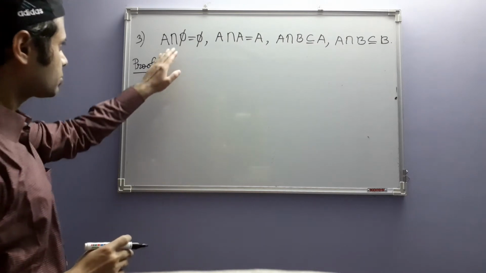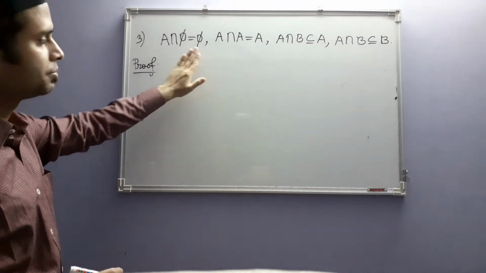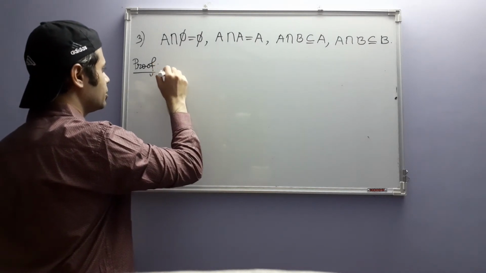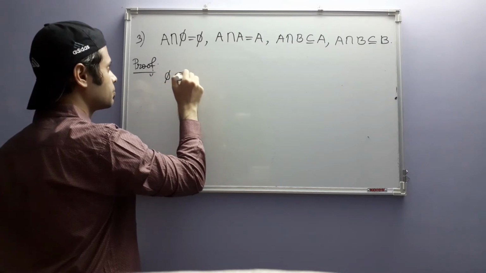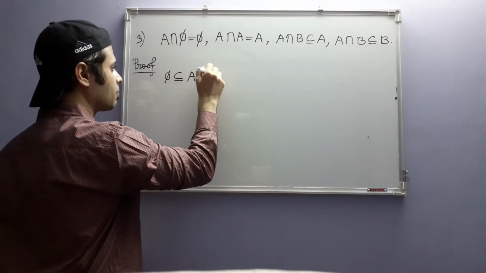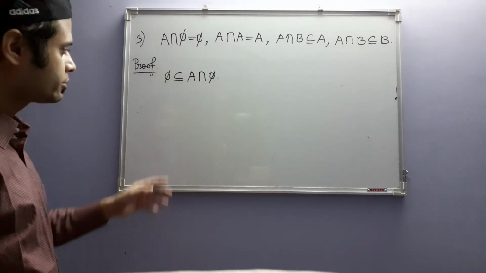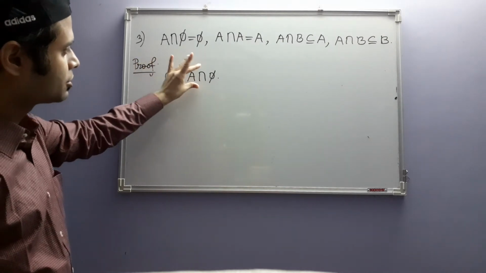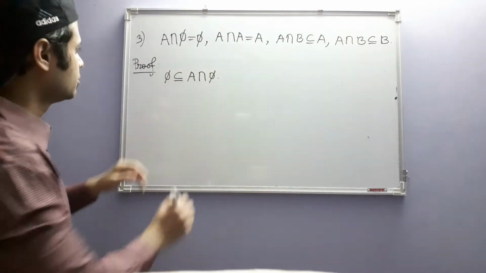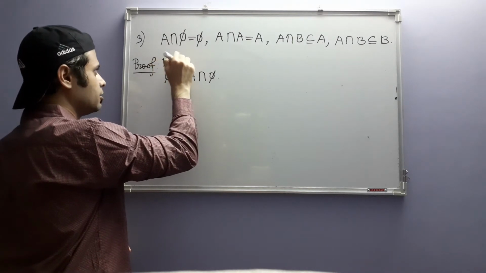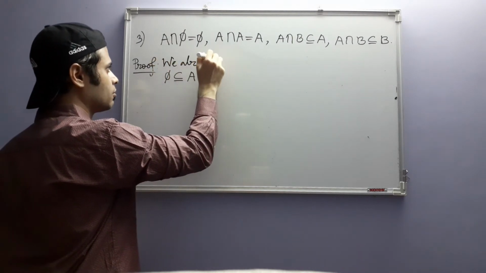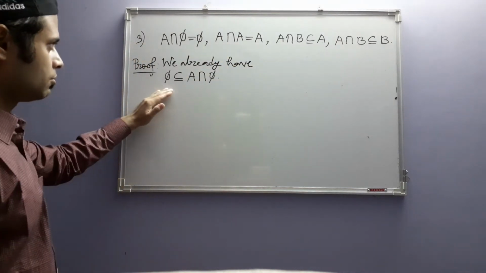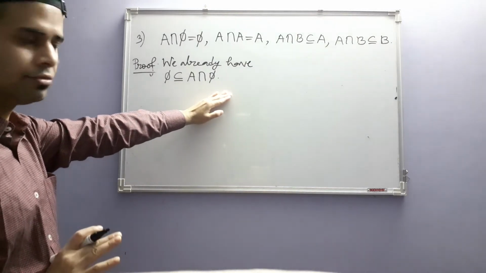Now you see, to prove this one, you already have this. Why? Because the empty set is a subset of every set. So in particular, the empty set is also a subset of A intersection the empty set. So you can write like this: we already know, or we already have this. So one half is given to us.